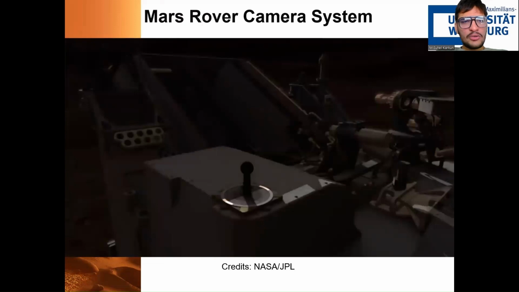Now, I would like to show you a small video of the Mars exploration rover currently deployed on the planet Mars and the functioning of its camera systems, so we can understand more about the camera system, the rover, and the planet Mars.